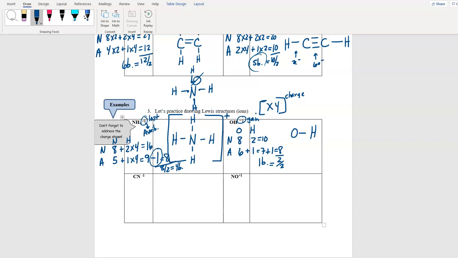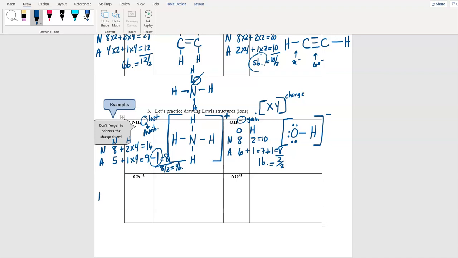Okay? But I need to check the octet. For this oxygen, I'm only looking at 2 for oxygen. So he's going to need some lone pairs. And I didn't disregard this one over here. Nitrogen, he's already got his 8. Hydrogen never gets 8. So it's all set. I need my brackets and my negative on the outside. Okay, so that's what it looks like. Let me show you a couple others.